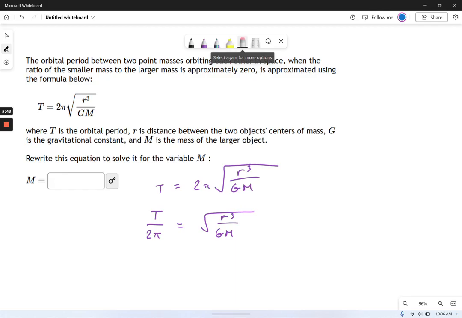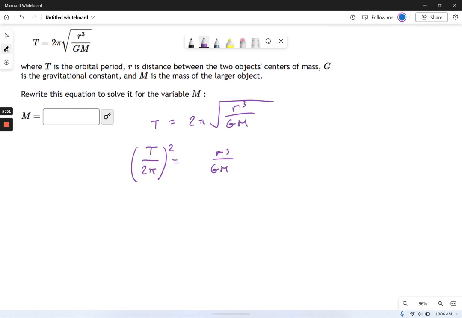of r cubed over GM. And now what I'm going to do is square both sides. Okay, that gets rid of the square root on the right. And I just have this: (T over 2 pi) squared equals r cubed over GM. Well, let's distribute this exponent. It'll be a little easier to talk about that way. I'm going to have T squared over 4 pi squared equals r cubed over GM.